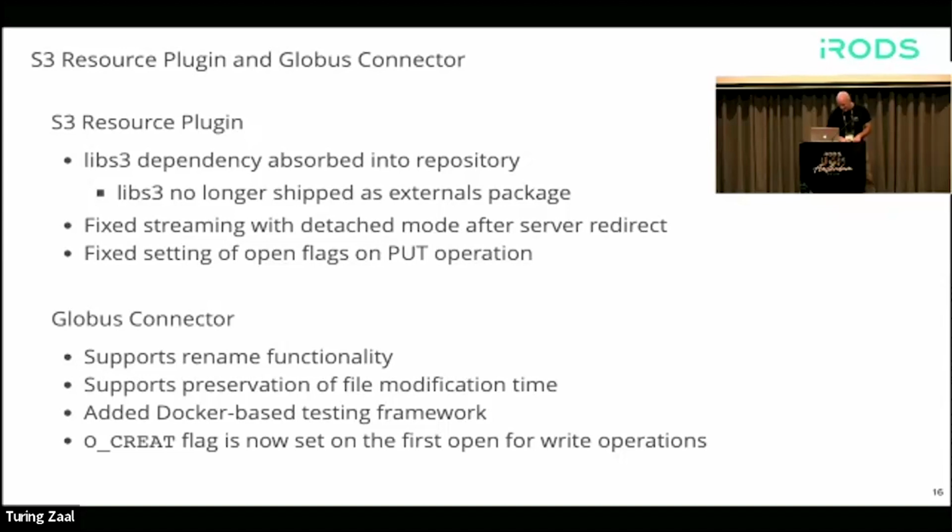The O_CREAT flag is now set properly. We had one edge case where it wasn't: normally it was set, but there was one edge case when we did a put of a new object through the Globus connector, so that's been fixed. And finally, we didn't have a formal testing framework for Globus, so we've added a Docker-based testing framework, so the testing can be done in automated testing.